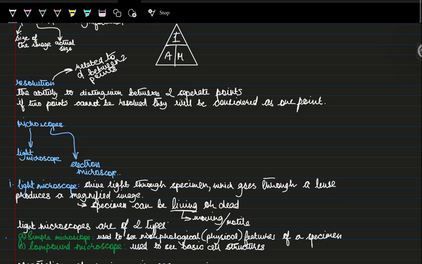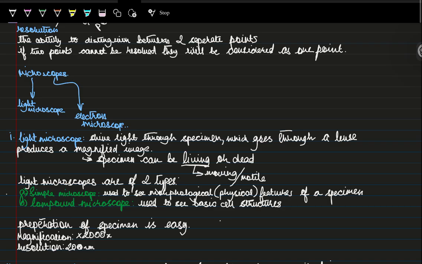Microscopes are of two types: light microscopes and electron microscopes. Light microscopes use a ray of light which shines through the specimen and goes through a lens to form a magnified image. A specimen can be living or dead when using a light microscope. The light microscopes are of two types: simple and compound.